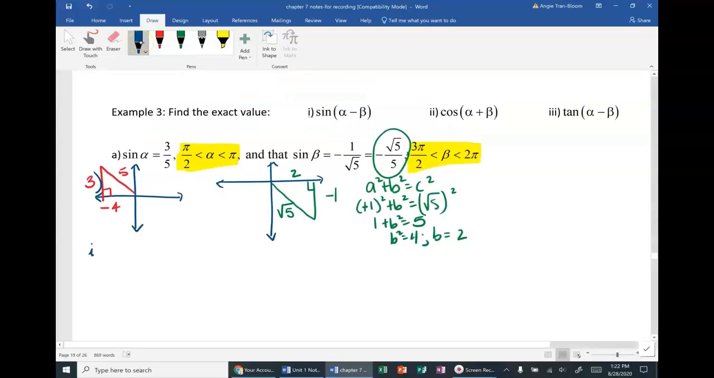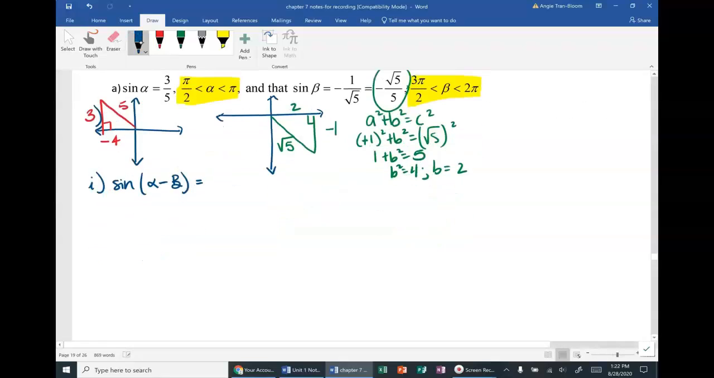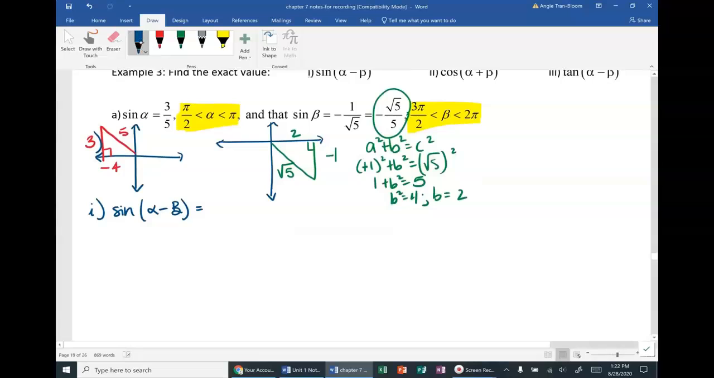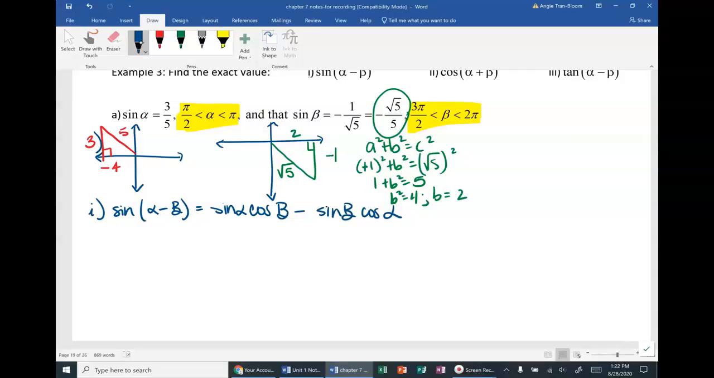1i is the difference of sine. So make sure you guys know this identity and know it really well. Now, the difference of sine is going to be sine of alpha times cosine of beta minus sine of beta times cosine of alpha. So sine of alpha, cosine of beta, I'm just going to put in my parentheses now and then find the value from the right triangle. Sine of alpha, so look at quadrant number 2.